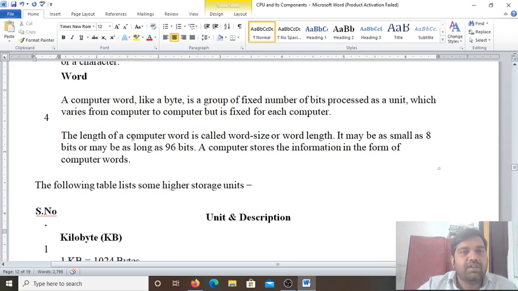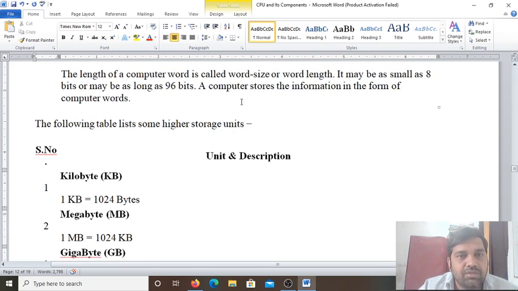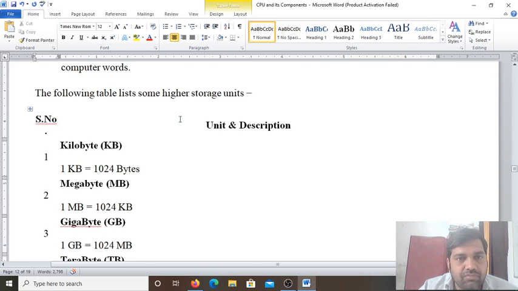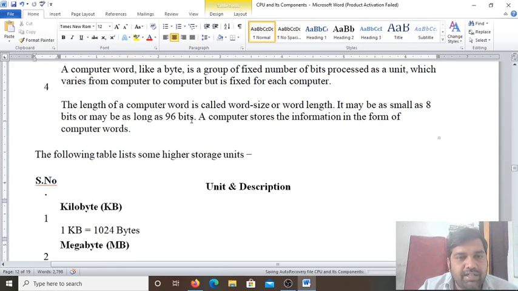Word. A computer word, like a byte, is a group of a fixed number of bits processed as a unit, which varies from computer to computer but is fixed for each computer. The information stored in the RAM is in terms of bytes and words also. The length of a computer word is called the word size or word length. It may be as small as 8 bits or as long as 96 bits. The computer stores the information in the form of computer words. You can see here the size of the memory of the computers for one word.